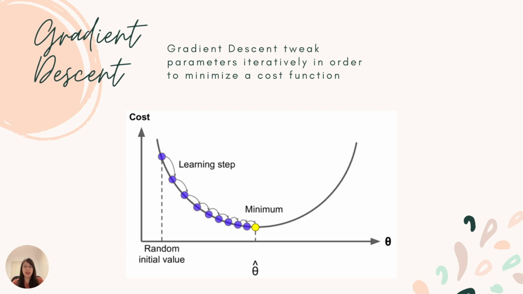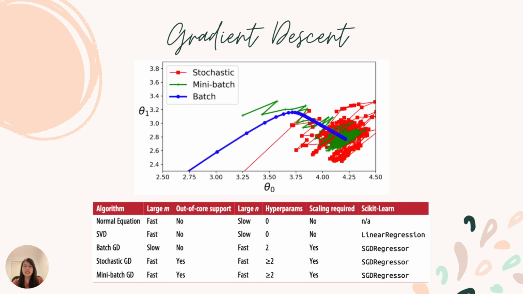Now here's an example diagram of gradient descent. Gradient descent is a very generic optimization algorithm capable of finding optimal solutions to a wide range of problems. The general idea of gradient descent is to tweak parameters iteratively in order to minimize a cost function. Now there are three types of gradient descent: batch gradient descent, stochastic gradient descent, and mini batch gradient descent. Batch gradient descent uses the whole training set to compute the gradients at every step, which makes it very slow when the training set is large.